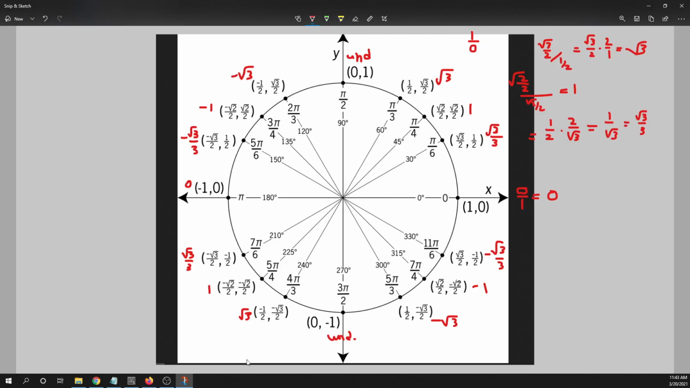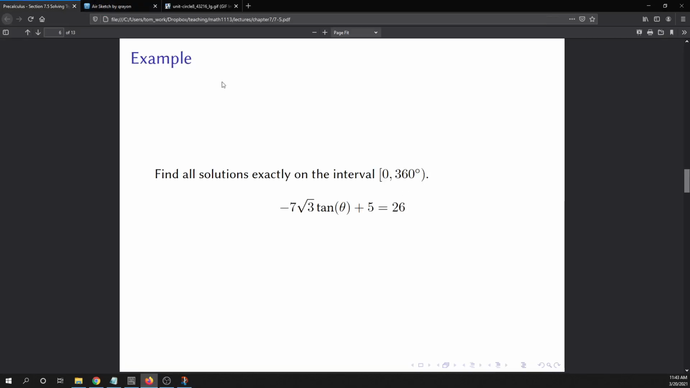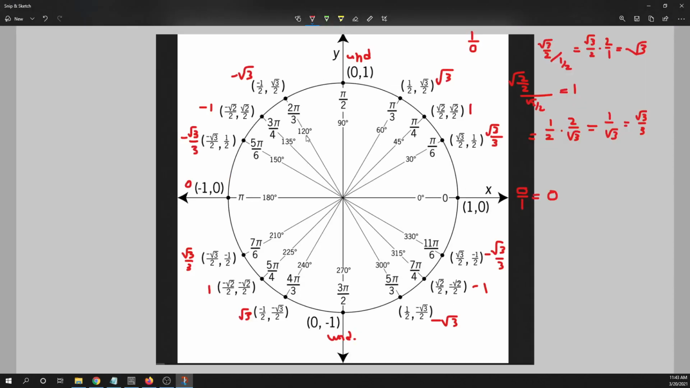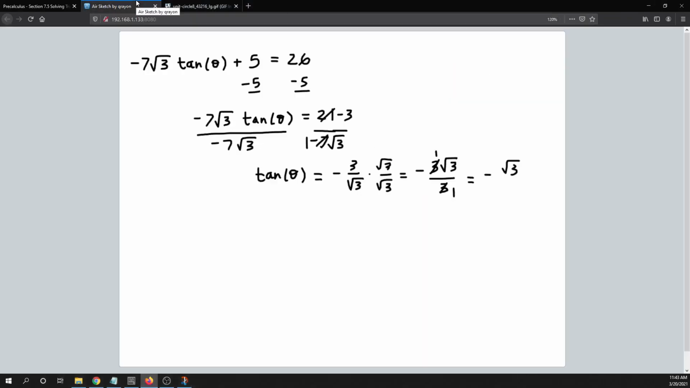Since they wanted the answers from 0 to 360, I'm going to walk around one time around the unit circle, looking for places where the tangent is negative square root 3, and so here's one. I'm looking at degrees in this case. Let's just double check that. Yes, they wanted degrees. So my first answer is going to be 120 degrees. So theta is 120 degrees.